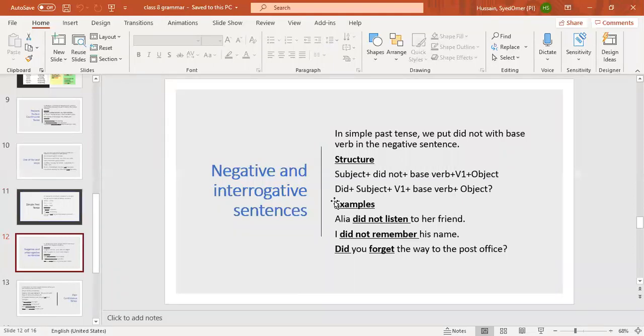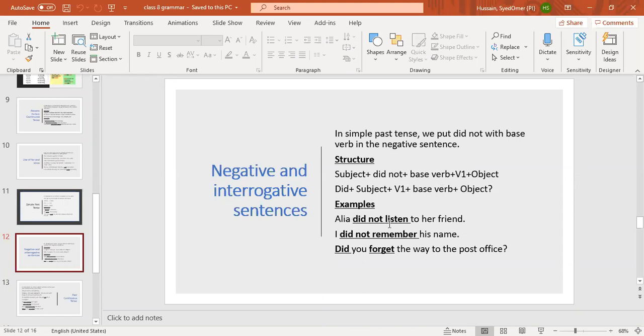Okay, with modal verbs also, as I've told you before, that with all modal verbs like could not, would not, or should not, anything like that, we put the base verb. Similarly, with did not, we put the base verb. You can see the structure also: subject plus did not plus base verb. Base verb means the first form of verb and object.